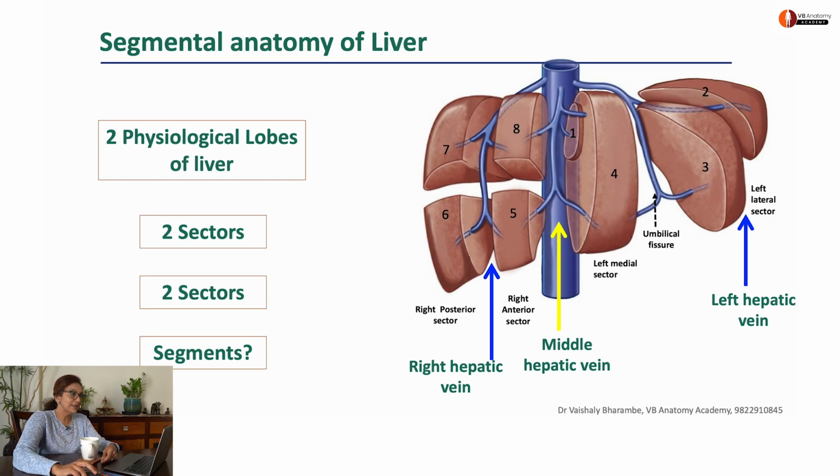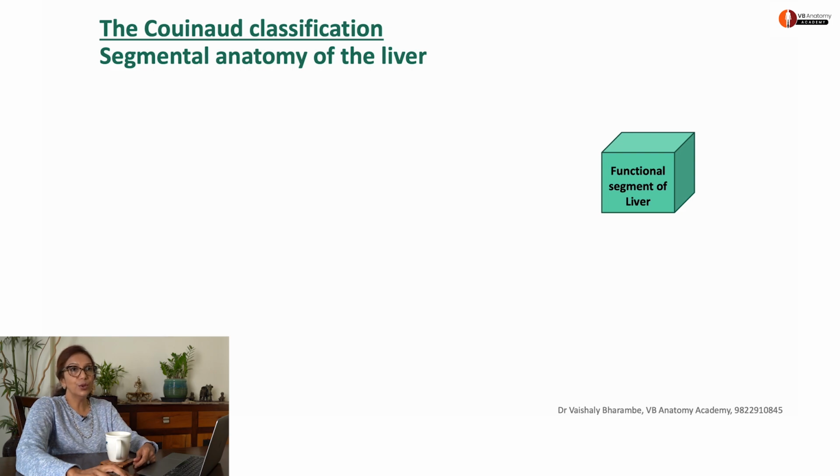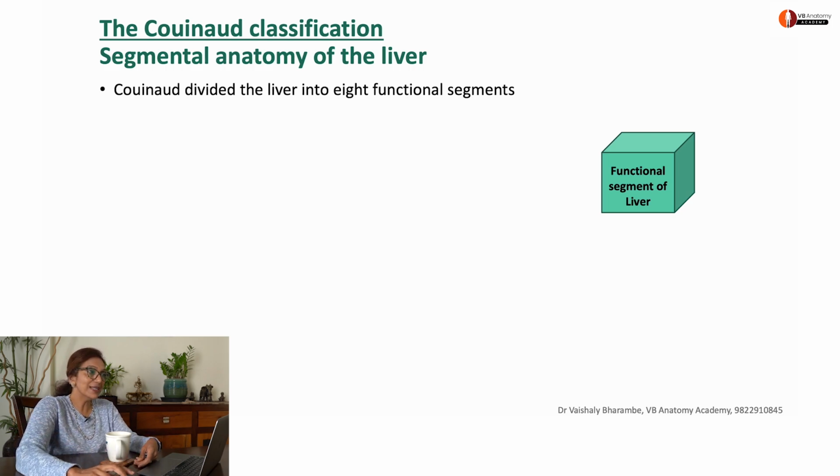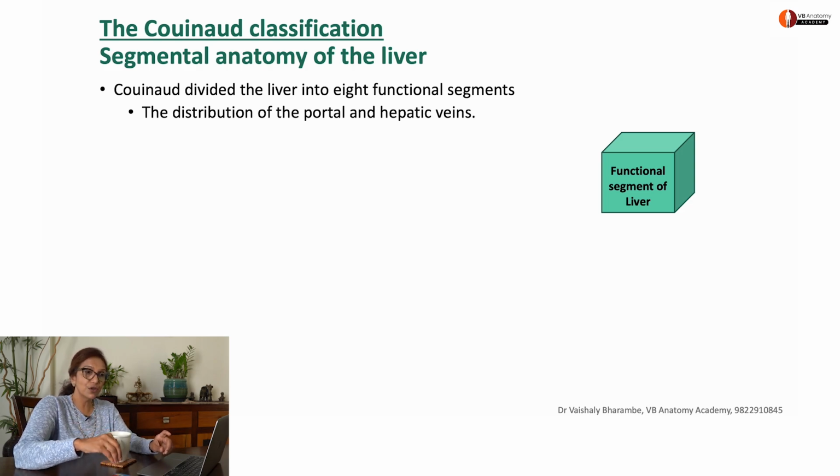How? Let's understand. So what did Couinaud do? Couinaud had created the concept of segmental anatomy of the liver. Okay, what does it mean? The liver was divided into 8 functional segments such that this division was based on distribution of portal and hepatic veins.